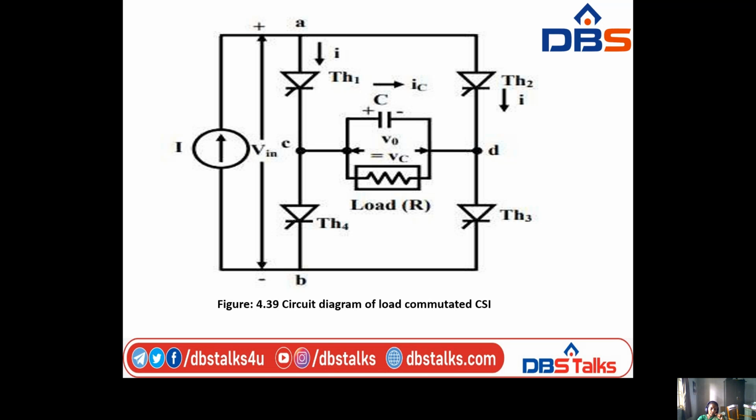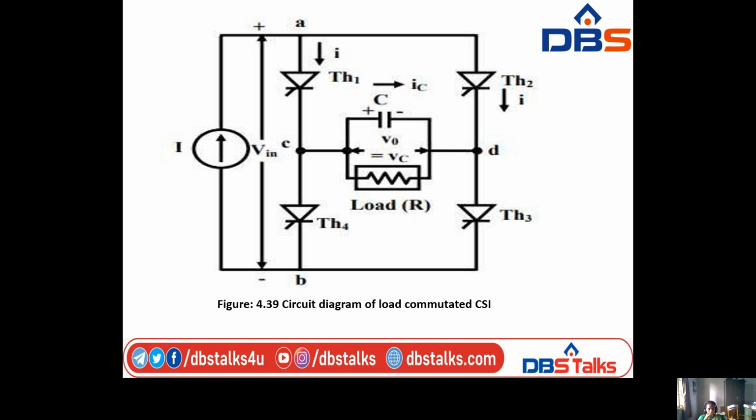So whenever we trigger TH2 and TH4, the capacitor will be charging, and the current flows from TH2 to the load to TH4 and the source. Okay, and when TH1 and TH3 are triggered, the current flows from TH1 through the load to TH3. So this is the circuit diagram for the load commutated CSI.